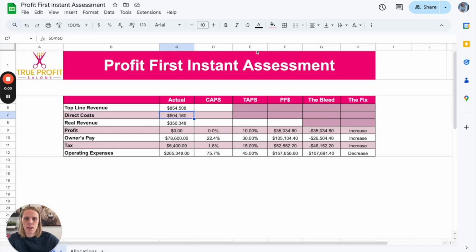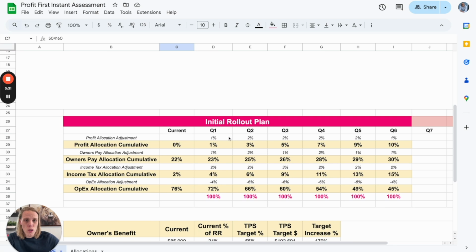Let's get to it. Let's begin with a really quick recap of what we did last time. So here was the instant assessment. We plugged in our numbers. We came up with our current allocation percentages. We understood what our targets were by looking at the table, which is also in the spreadsheet. And then this helped us understand what we want to achieve. And then we could look at the difference and what we want to do to close that gap and to be more on track with where we want to be. And so we came up with this initial rollout plan, and these were our current percentages, and this is where we want to start beginning today, or the day we were able to first set up our accounts and start doing the system.